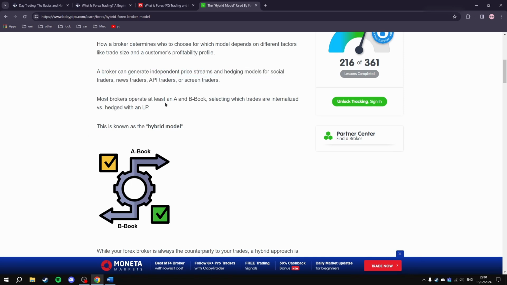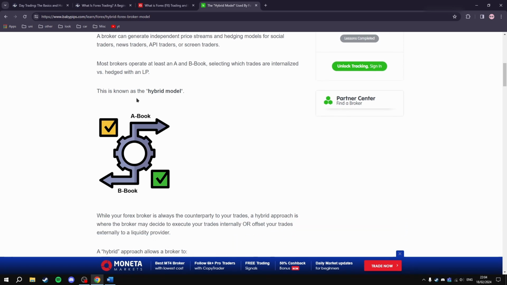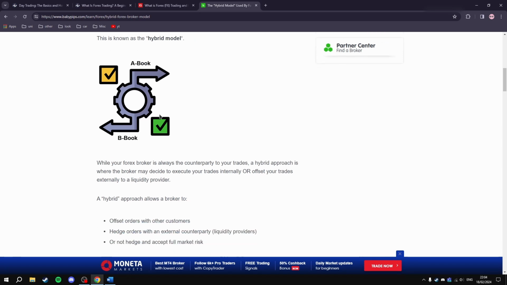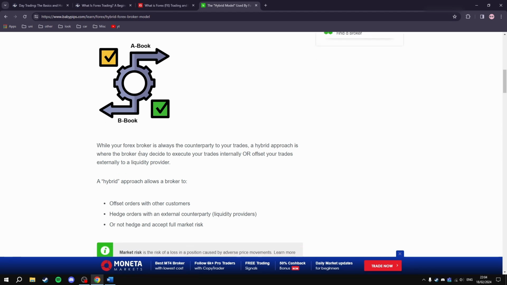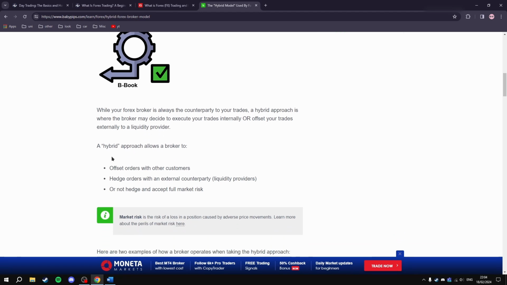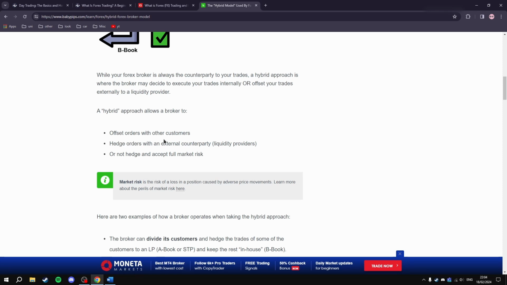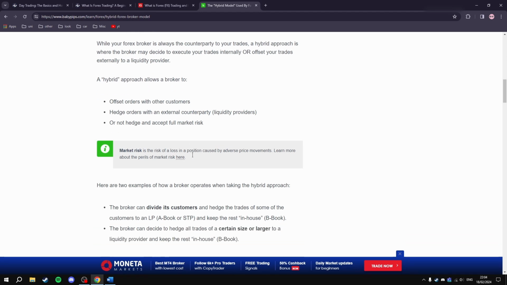Most brokers operate at least an A and B book, selecting which trades are internalized versus hedged with a liquidity provider. This is known as the hybrid model. While your Forex broker is always counterparty to your trades, a hybrid approach is where the broker may decide to execute your trades internally or offset your trades externally to a liquidity provider. A hybrid approach allows the broker to offset orders with other customers, hedge orders with an external counterparty, liquidity providers, or not hedge and accept full market risk.